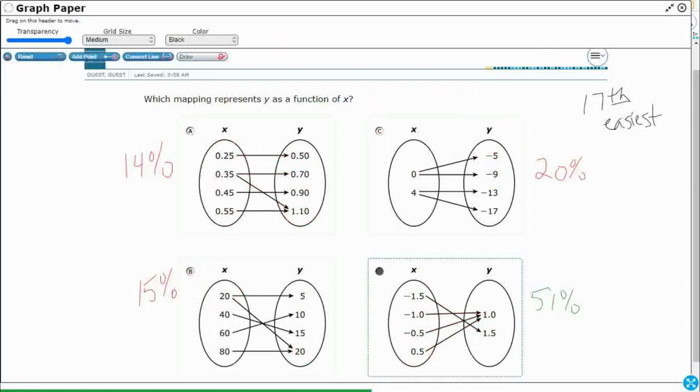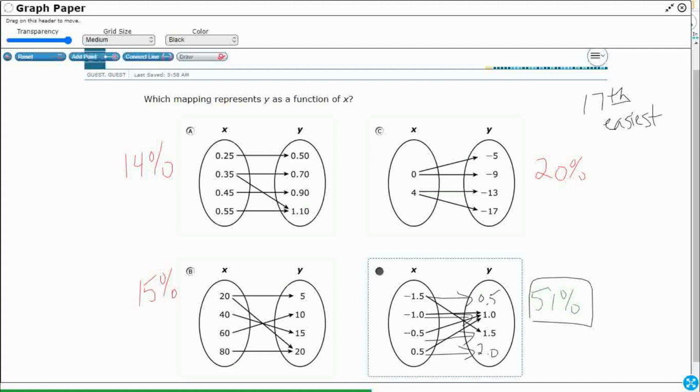So this was tied for the 17th easiest. A little bit over half of the students were able to get it correct. This was just a difficult one because typically when we're looking at mappings, what you'll see is 4 different numbers here. And typically the correct answer is, each of these goes to a separate one like this. Sometimes they're not as obvious as going straight across. They might crisscross a little bit, but typically there's 4 x's and 4 y's. And that's what students are used to.